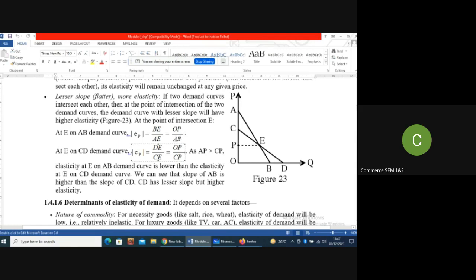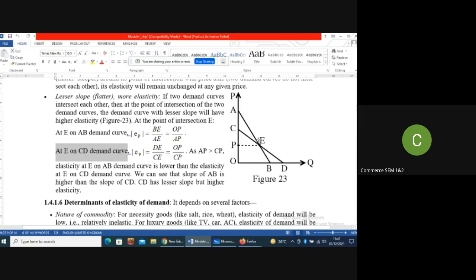So elasticity at E for the AB demand curve will be bigger or smaller? Since AP is bigger, this value will be smaller. So at E for the AB demand curve, the value of elasticity will be less than the elasticity at E for the CD demand curve.